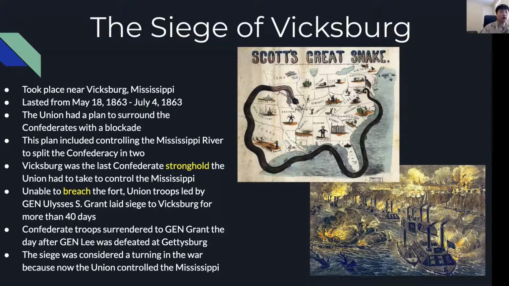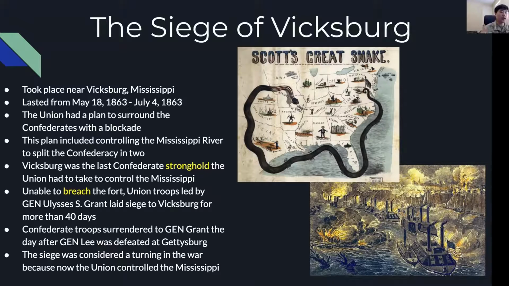They called this plan the Anaconda Plan. You can kind of see it right here with the picture of the snake surrounding the southern states on the ocean. Part of this plan included controlling the Mississippi River. Controlling the Mississippi River would split the Confederate states in two. Therefore, states like Virginia, the Carolinas, Georgia, and Alabama wouldn't be able to get help in the form of weapons, ammunition, and supplies from the western states of the Confederacy, like Texas, Louisiana, Arkansas, and Kansas. So in order to do this, the North needed to control the Mississippi River, and they were doing a good job at it until they reached the city of Vicksburg, which is the last Confederate stronghold on the Mississippi.